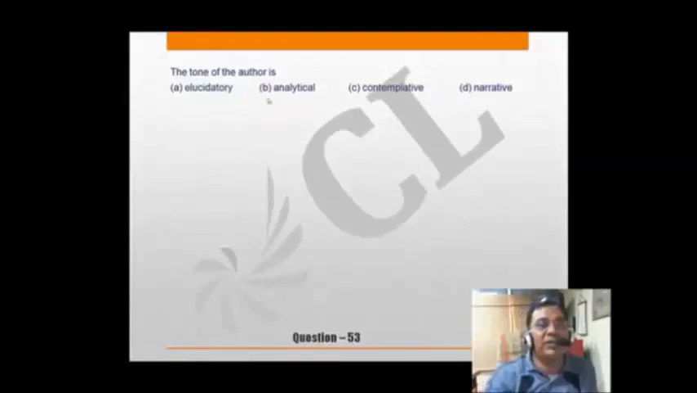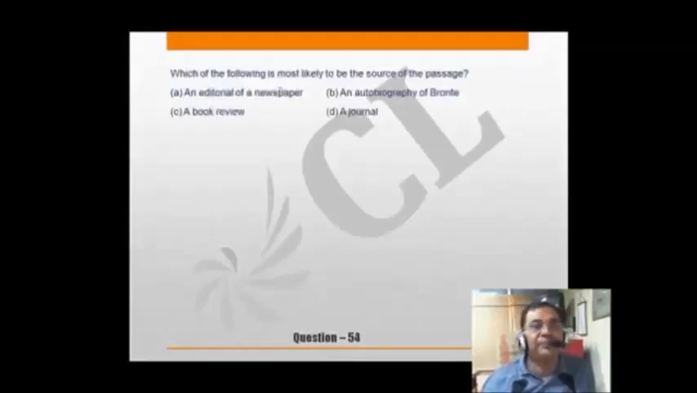The tone of the author is analytical because he is putting one view across, one opposite view. That means it is analytical. Which of the following is most likely the source of the passage? Because the page numbers of a book are given, therefore the journal was in a very defined way.